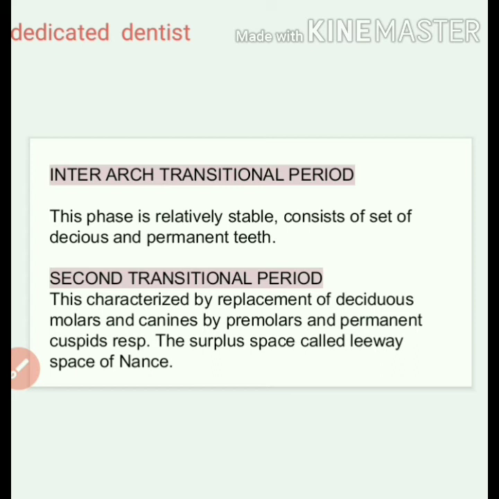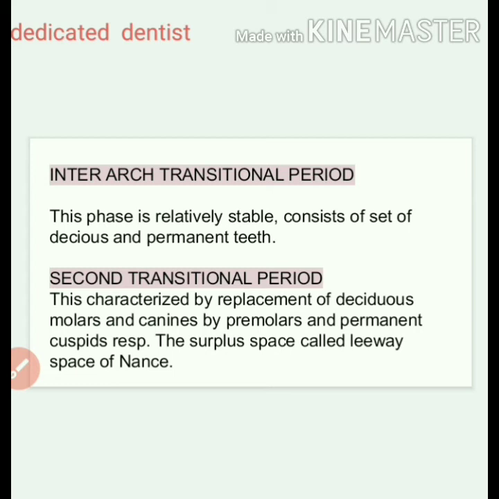Next, we move on to the inter-arch transitional period. That is, this is relatively stable and it has a set of deciduous and permanent teeth. The next one, second transitional period. Now, this is characterized by the replacement of deciduous molars and canines by premolars and permanent canines.